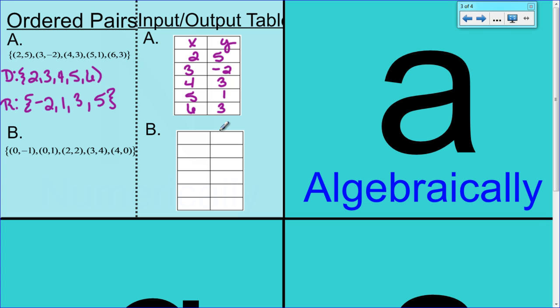So I'm going to give you a second. I want you to try B. Let's find the domain and the range first. Then go fill in your table X and Y.